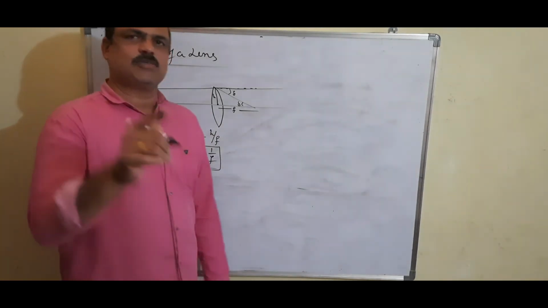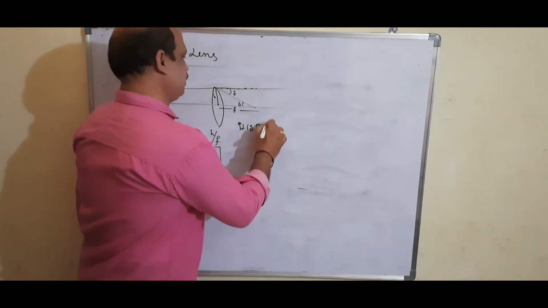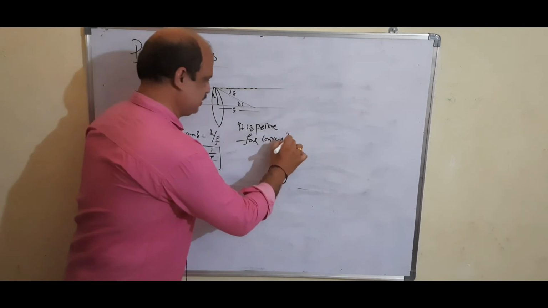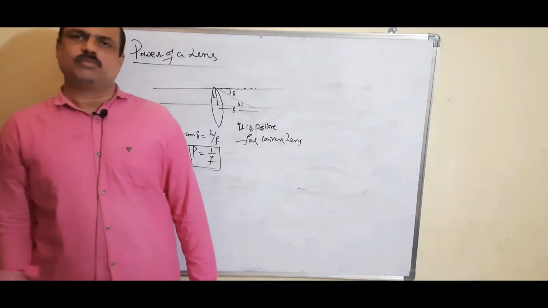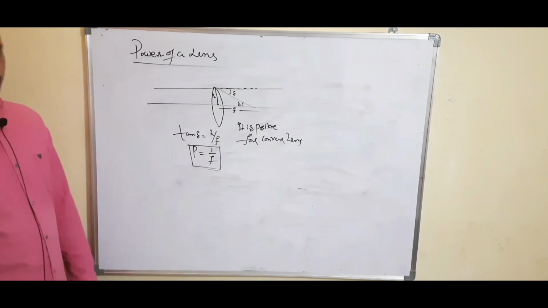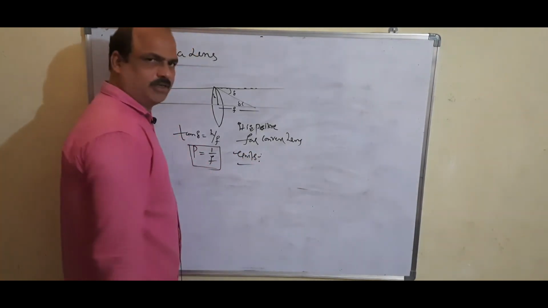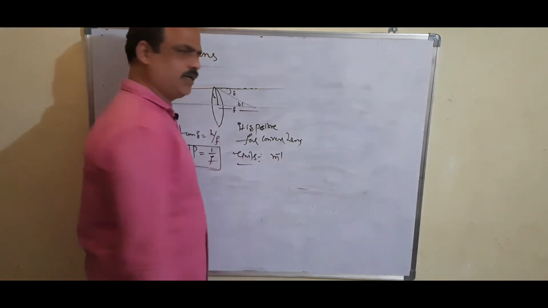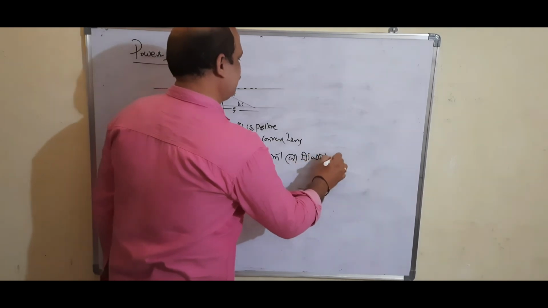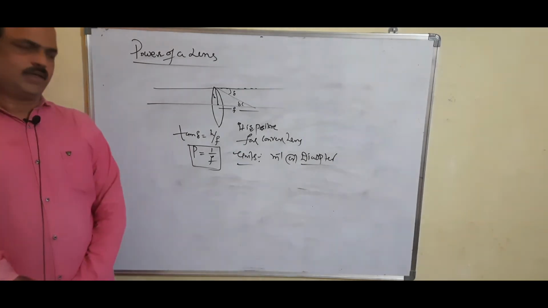Power of a lens is positive for convex lens, and it is negative for concave lens. This is about power of a lens, and the unit of power of a lens is nothing but meter inverse or diopter. This is about power of a lens.